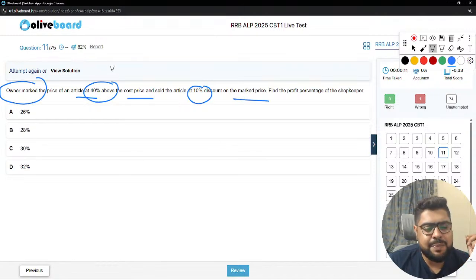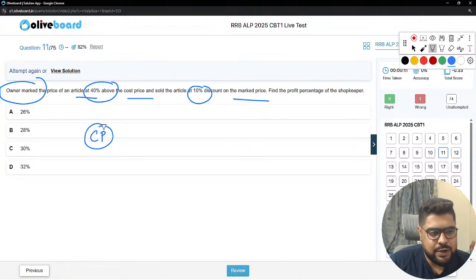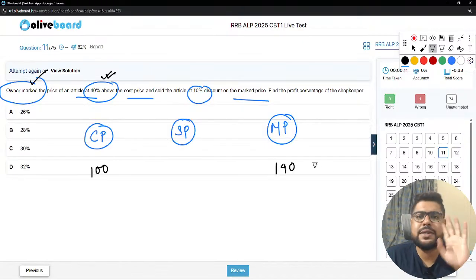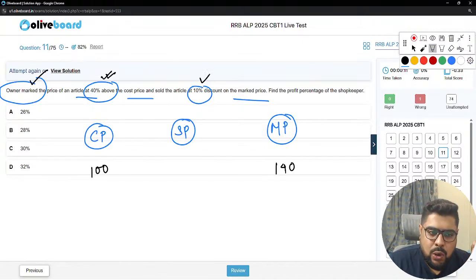market price. Sir, CP, SP, MP, everything is there. These situations I told you, you take CP, you take SP, you take MP. Start from any of the ends. Whatever the CP is, 40% above is the market price. So if this is 100 rupees CP, market price is 140, 40% more. And sold that at 10% discount.